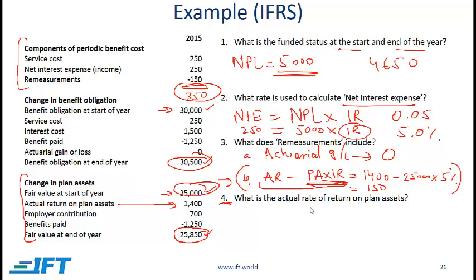Next, what is the actual rate of return on plan assets? Here we are asked for the rate, and this is very simple. We are told that in dollar terms, the return is 1,400. The initial value of plan assets was 25,000. So 1,400 divided by 25,000 is 5.6%.